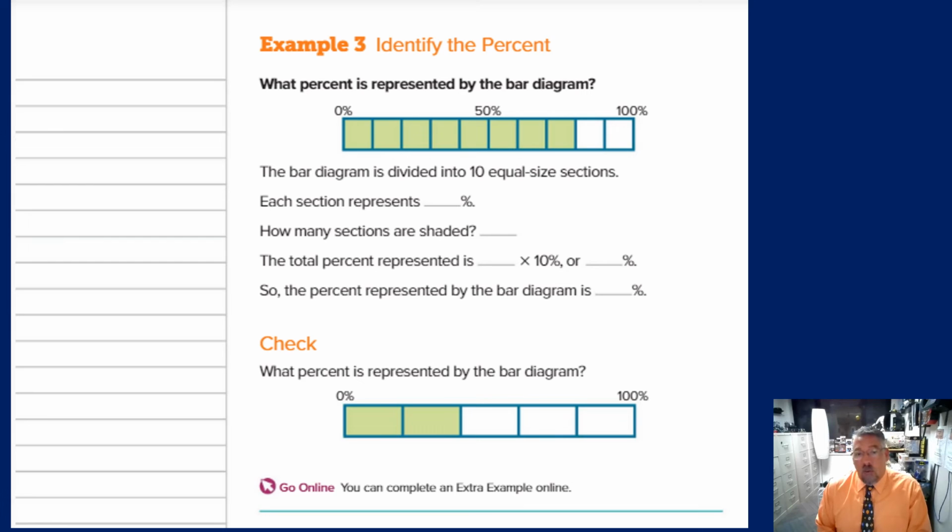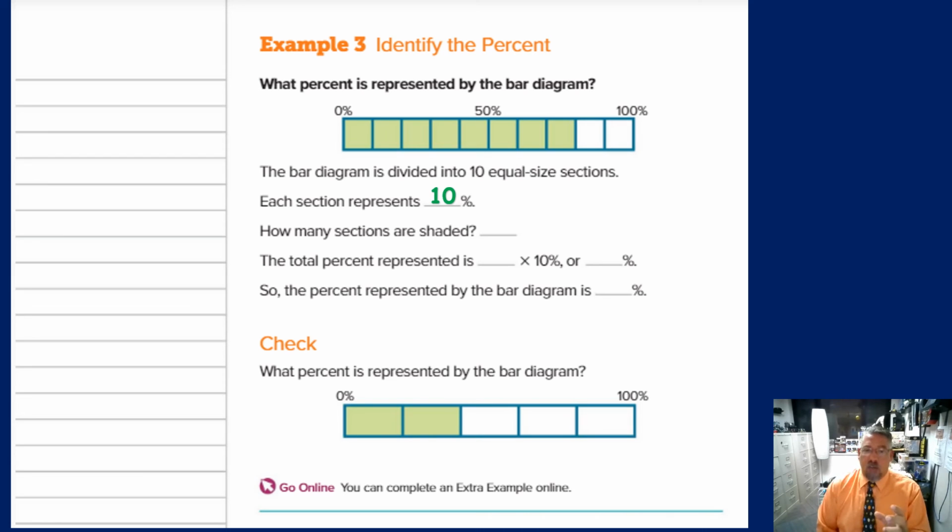So when I get into these types of examples, sometimes they're going to tell me what they each equal, and sometimes they're not. If I know that I have 100% in my box, right? Well, then what is each one going to be equal to? It says the bar diagram is divided into 10 equal size sections. So if I go back to example 1 on the previous page at the top, 10 equal boxes, that's 10% for each. Okay, I'm good there. So each section is going to represent 10%.